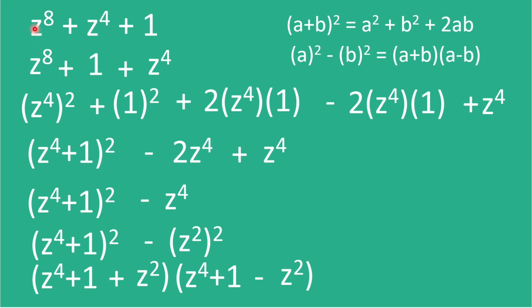Now again, look at this question and then look at this solution. It means that we can further factorize z power 4 plus 1 plus z squared with the same procedure as this one, but now we have different powers. So again, we will factorize z power 4 plus 1 plus z square, and then we will put the value of this over here. That would be the solution of this question. So let's factorize z power 4 plus 1 plus z square.